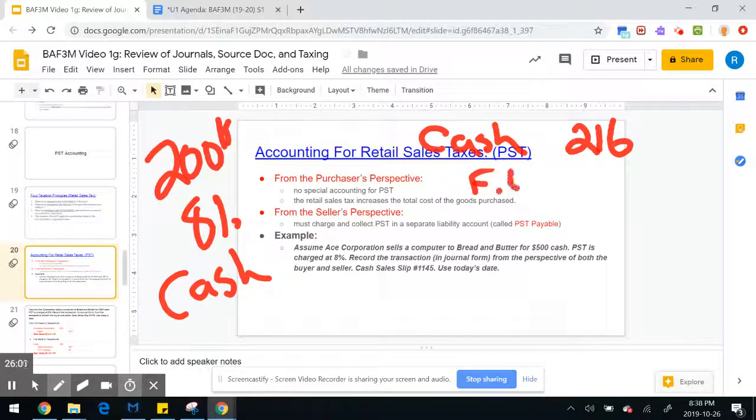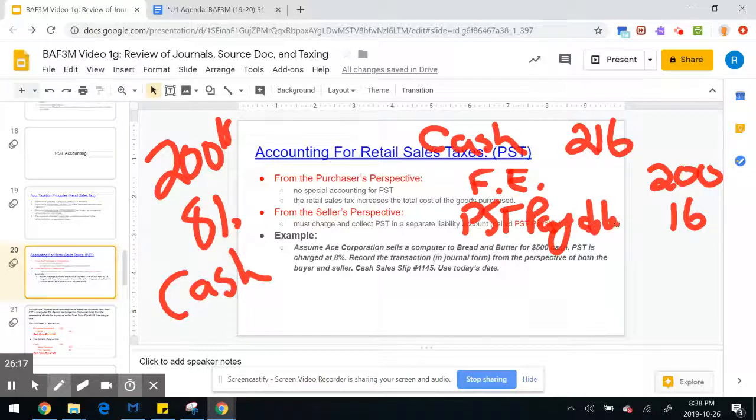However, we don't get to call all of this fees earned. We haven't actually earned $216. We've only earned $200, and the other $16 we're just holding on to for the government. So we add that to our PST payable account, which is a liability, of course, because we're going to pay back the government later. So this is what the transaction looks like when we sell something with tax. It's the same thing for HST, by the way. If we sell it for HST, we would just say HST payable instead of PST payable. HST would be a little bigger because HST is 13%, but that's how a sale looks.